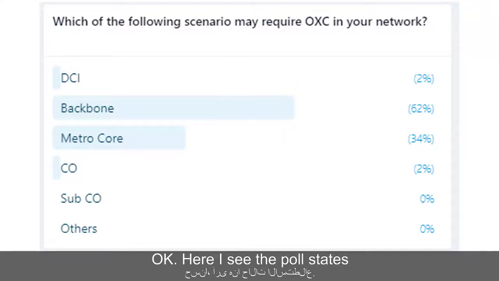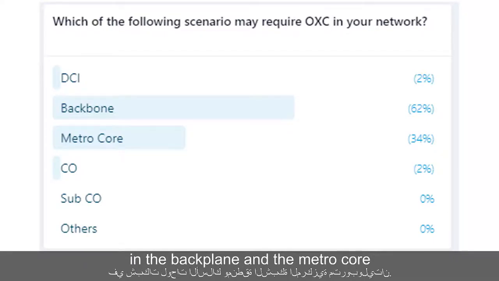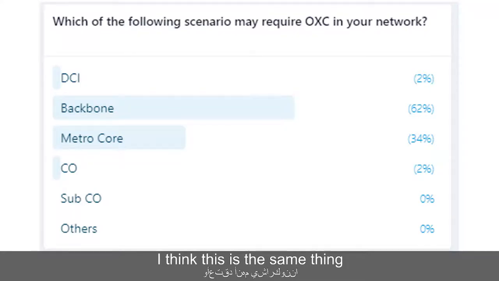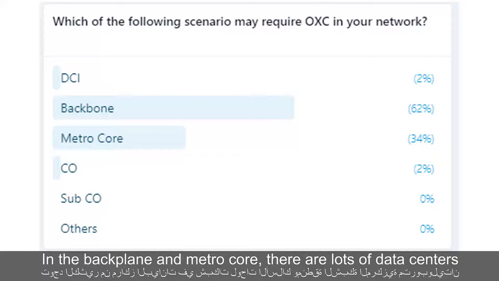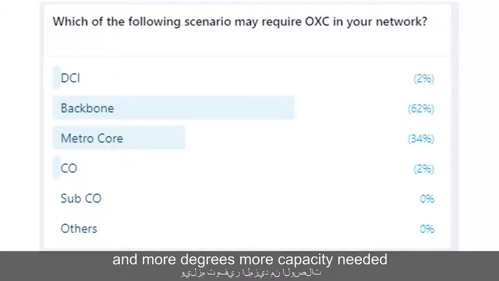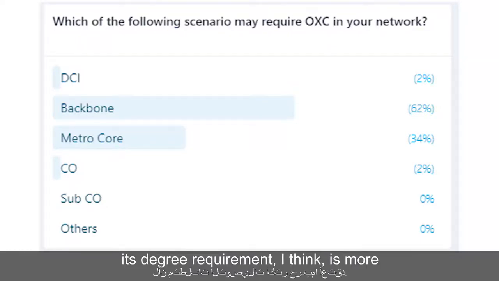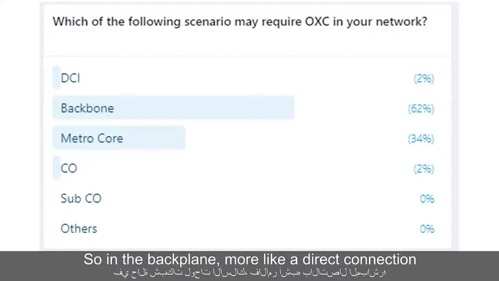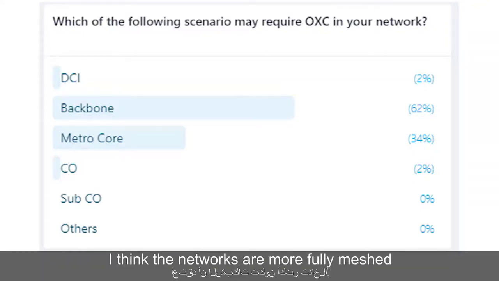Okay, so here I see the poll results. I think most of the people think that the OXC can be used in the backplane and the metro core. I think this is the same as what we think about where OXC can be applied. In the backplane and in the metro core, there are a lot of data centers, and more degrees and more capacity are needed in these two kinds of network. Especially for the metro core, I think its degree requirement is higher than in the backplane. In the backplane it is more like direct connection, but in the metro core the network is more fully meshed.